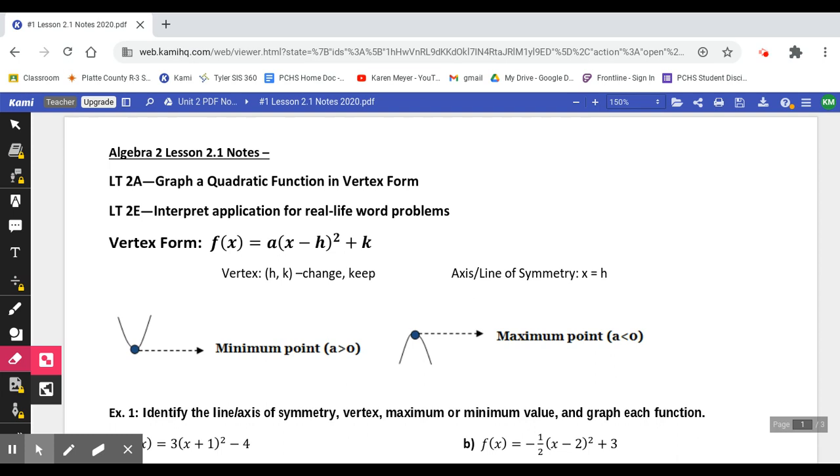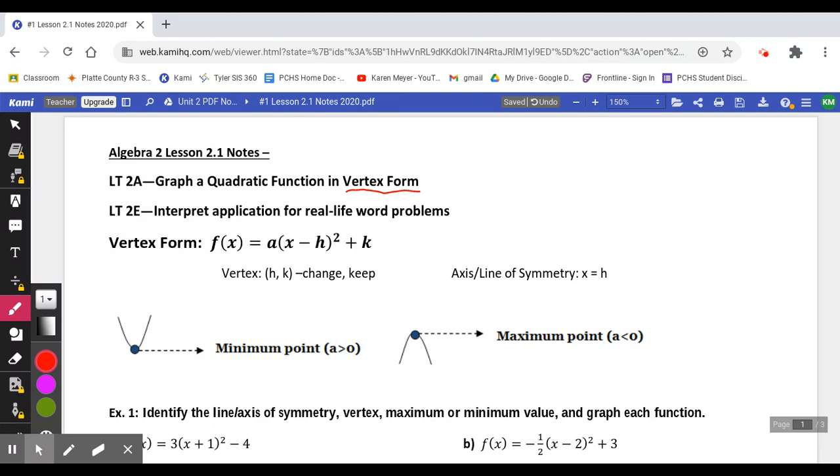In today's video, we're going to talk about how to graph quadratic functions. Now, there are three different types of quadratic functions. So the first type that we're going to focus on today is ones that are in vertex form.